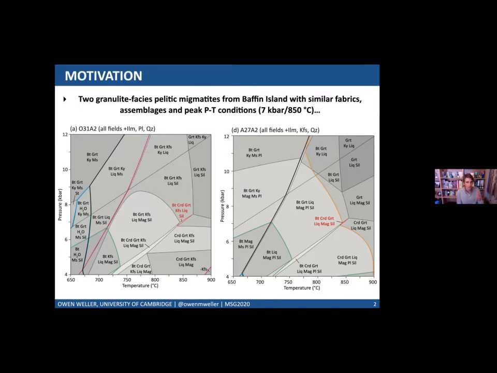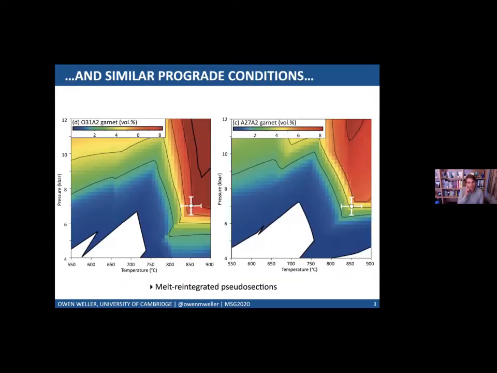So we've got two samples here on the left, 031A2, and on the right, A27A2. And the red assemblage here is the peak assemblage for both samples. They're both biotite cordierite garnet gneisses. Subtly different assemblage, but you can see they have very similar peak PT conditions of 7 kilobars and 850 degrees Celsius. Furthermore, we did some melt reintegrated pseudosection analysis just to think about what their protolith might have been.